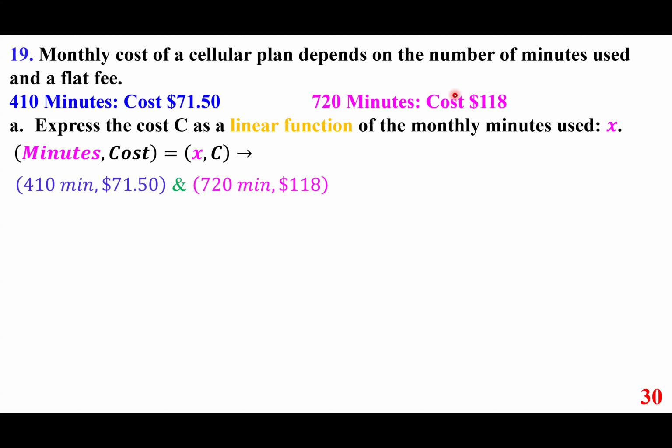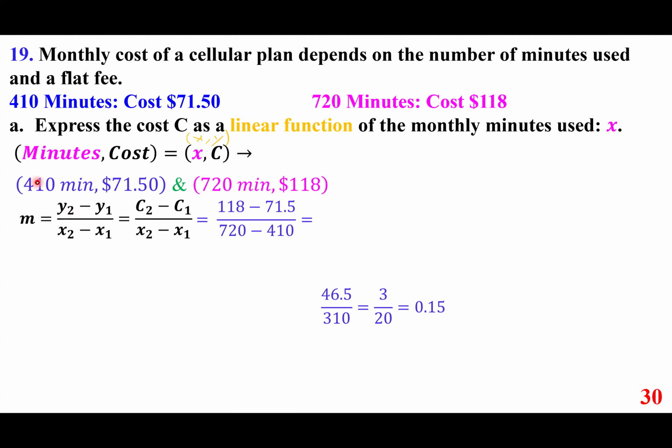Now, we want to find the cost function. So we are going to calculate the slope, which is y sub 2 minus y sub 1 over x sub 2 minus x sub 1 normally. However, in this case, instead of x comma C, if you want, you can write x comma y at top, calculate everything for y, and at the end, change the y to C if it makes it easier. So instead of y sub 2 minus y sub 1, we're going to have C sub 2 minus C sub 1. Therefore, we can say 118 minus 71.50 over 720 minus 410.